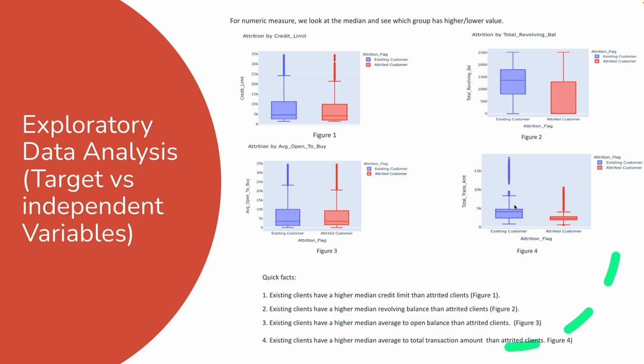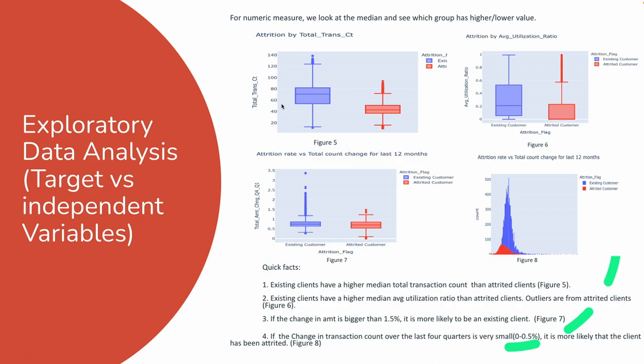Then we look at the median of some other numerical measures to study the profiling of the customers between different groups. We can see that overall, the existing customers have higher credit limit, higher total revolving balance, higher total transaction amount, transaction count, and higher average credit utilization ratio. Also, looking at the total percent change for transaction amount and transaction count for the past 12 months, if the percent change is bigger than 1.5, it is more likely to be an existing client.